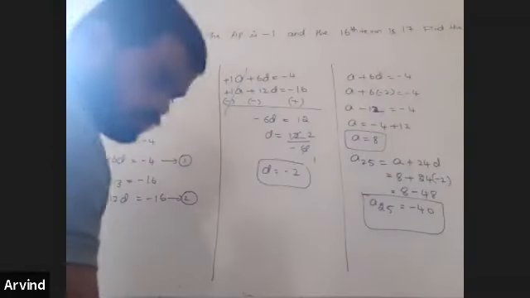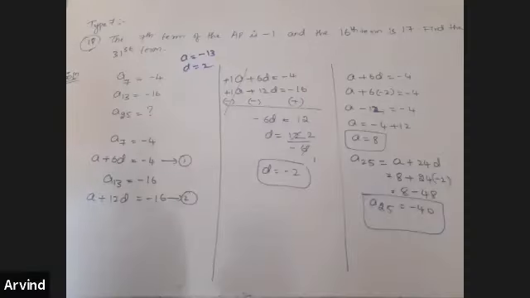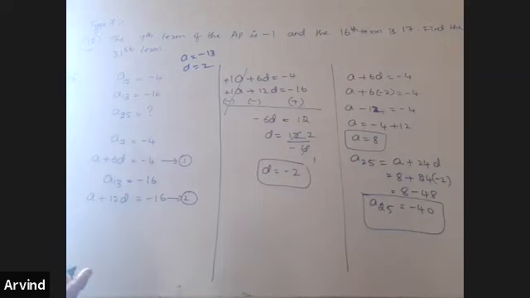So the answer is 47. Now tell me first the value of A and D. So A is minus 13 and D is 2. Minus 11, minus 9. Yeah, that's correct, I guess. D is 2, that's also correct.